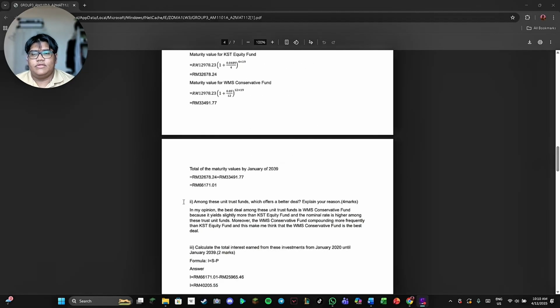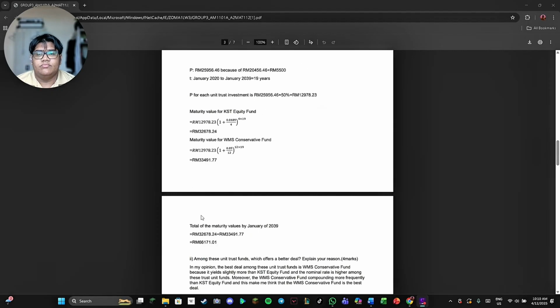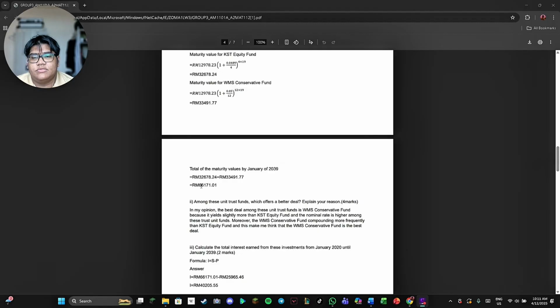Okay, now we are going to find the total of the maturity value by January 2039. So the keyword here is total of the maturity value. We need to total the maturity value for the KSD Equity Fund and the maturity value for the WMS Conservative Fund. And then we will get the answer, 66,171 ringgit 1 cent.